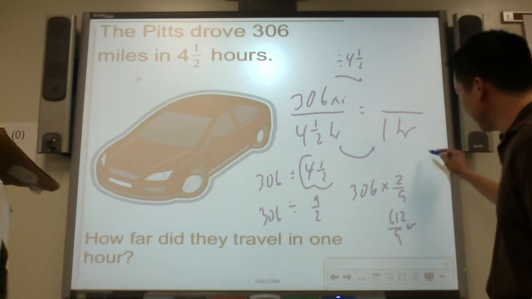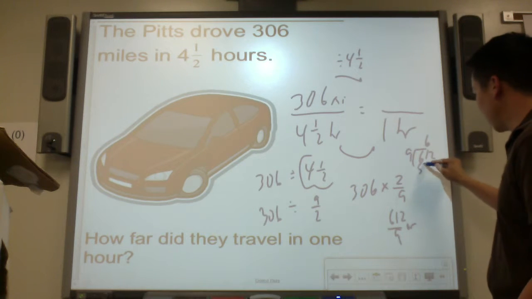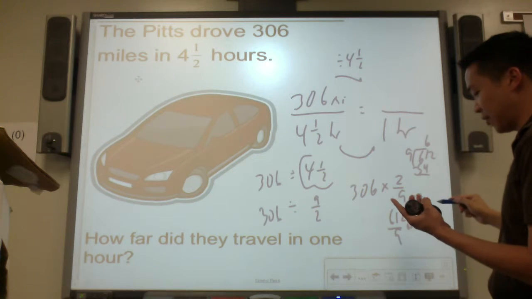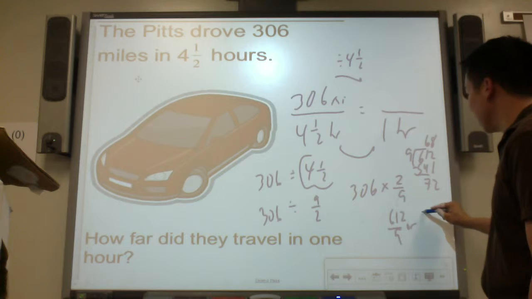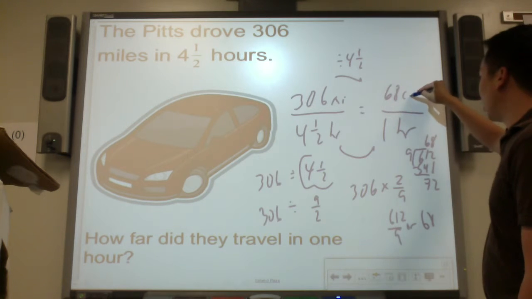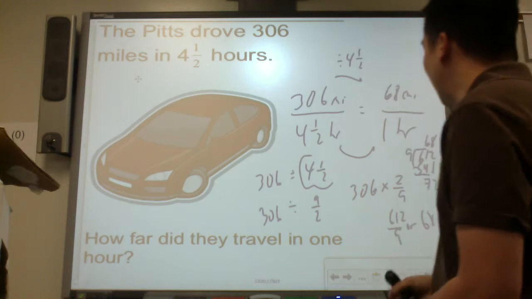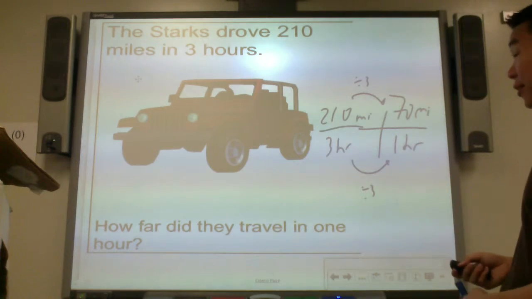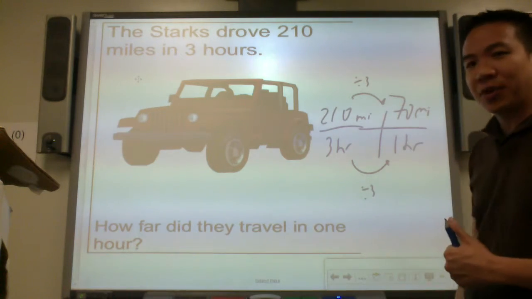Or, let's divide this. 612 divided by 9. 9 goes in 72 8 times. So it's 68 miles per hour. And then you keep on doing the rest. So I could just say that they are a really fast driver. For every hour, per hour, they drive 70 miles.